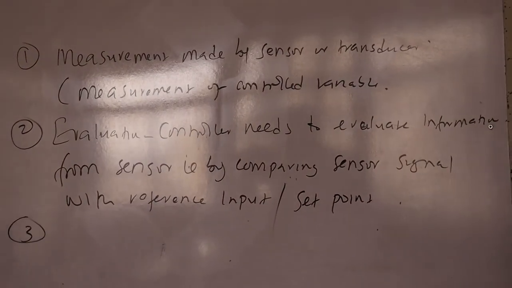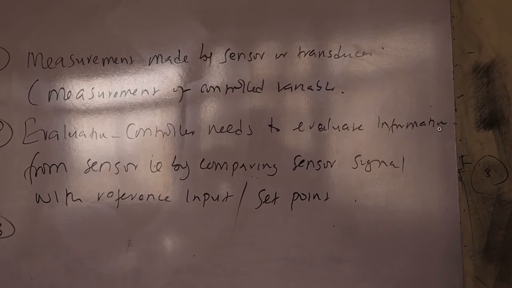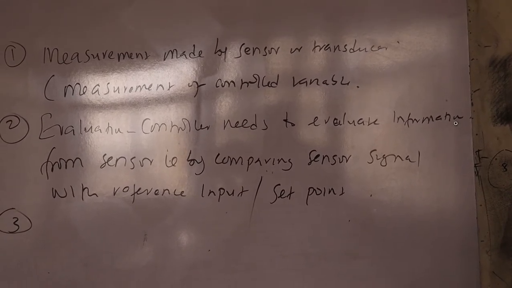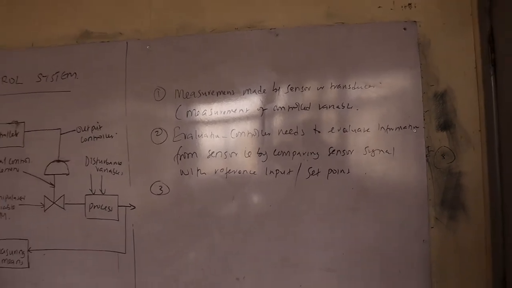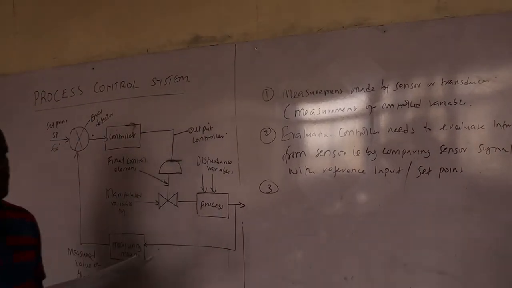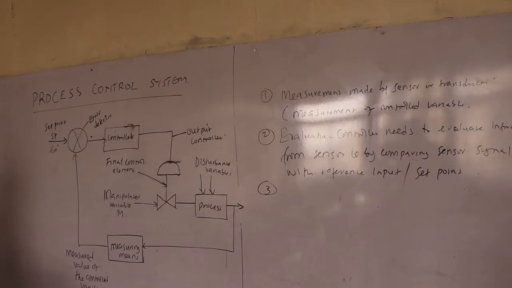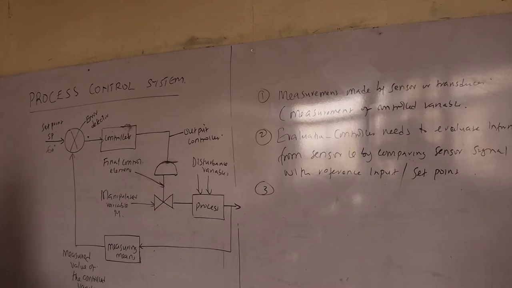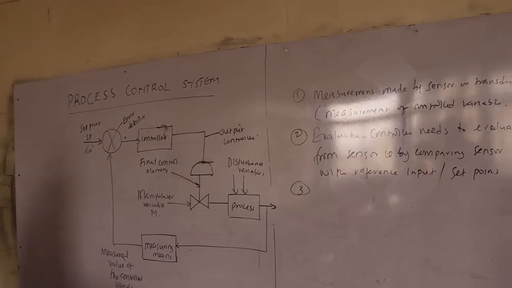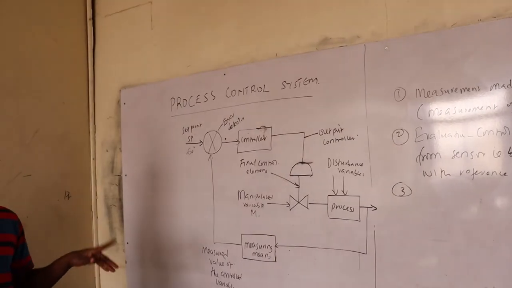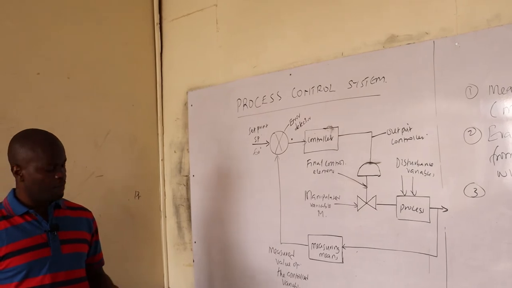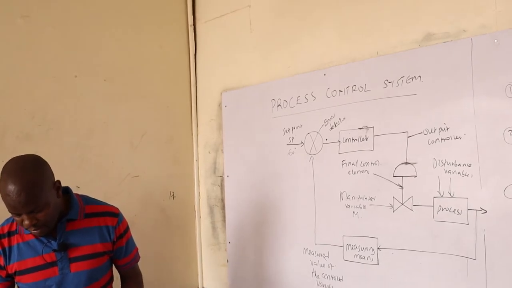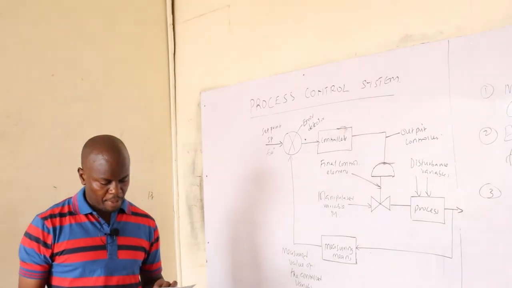Then the third requirement that each and every control system should have is the corrective mechanism, or rather the final control element, that is the actuator that is going to bring about the correction. If there is a slight difference, it ensures that the difference between the output and the input is made as small as possible. In most cases, when you talk about satellite systems, the difference can at times be zero. But with servo systems, the difference will never be zero, because that is what makes the system work.